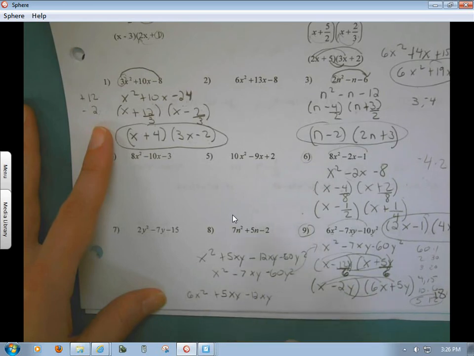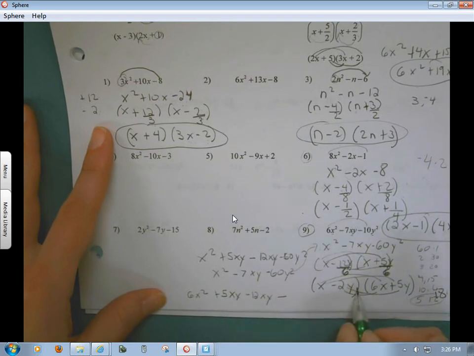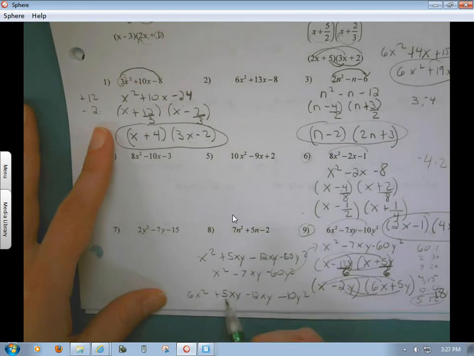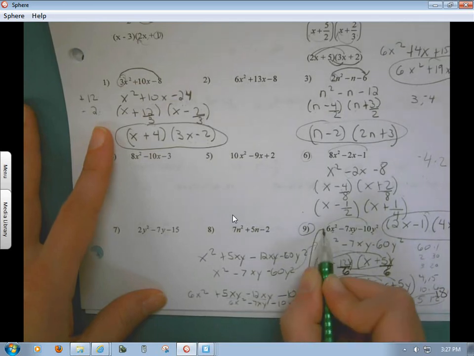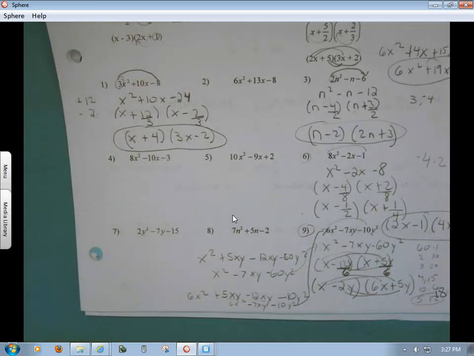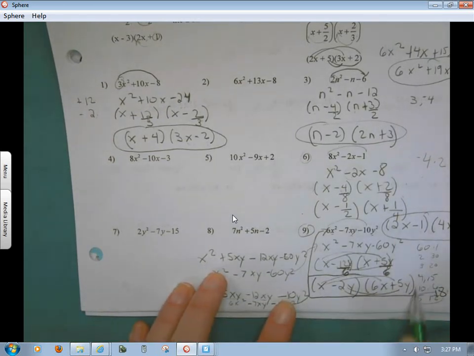Then negative 2y times 6x is negative 12xy. And then, what do I need? Oh, then my last. Then negative 2y times a positive 5y is a negative 10y squared. Okay, combine like terms, which is these guys. So 6 squeezing it in there, minus 7, minus 10. And it is what we got in the beginning. Okay, so sometimes it takes a little while. Sometimes you might have to try more than one factor.